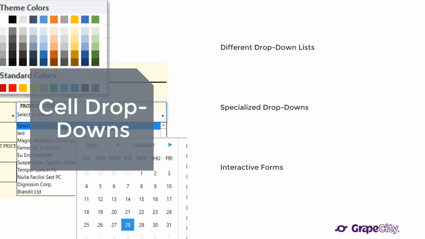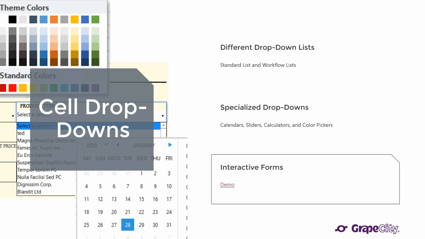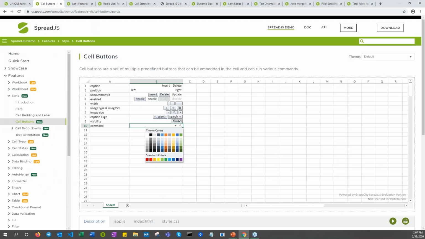Another feature that helps with implementing forms is cell dropdowns, which are built-in menus that can be added within cells. This includes standard and workflow lists and specialized dropdowns like calendars, slicers, calculators, and color pickers. Similar to cell buttons, these dropdowns were implemented to help make creating interactive forms, reports, and dashboards easy to do without having to use a lot of code to create complex drop-down menus. And I'll show you what those drop-downs look like.